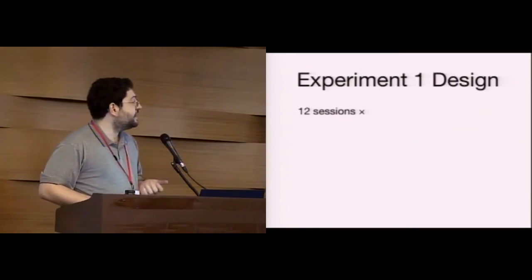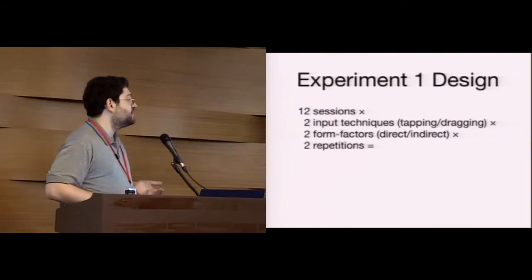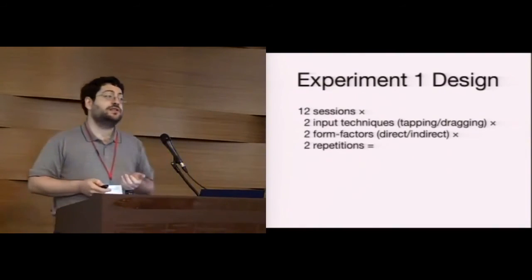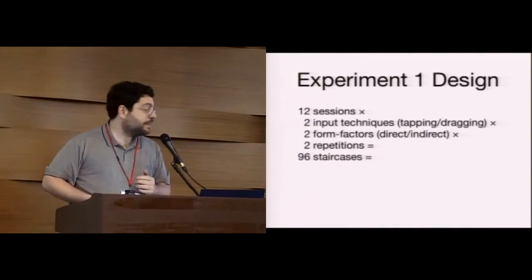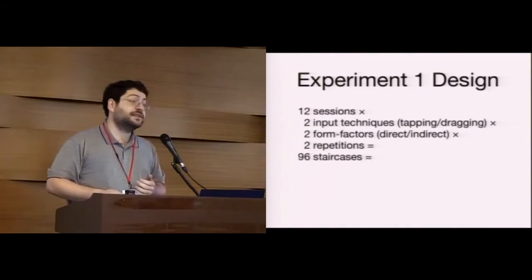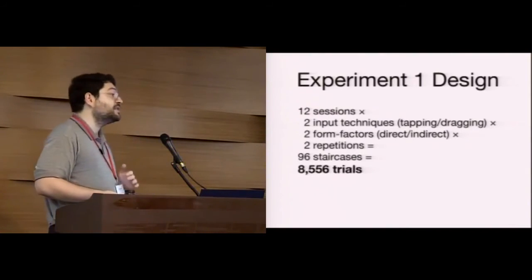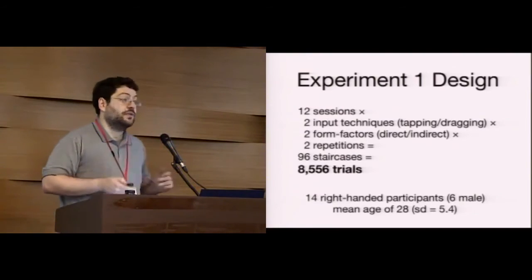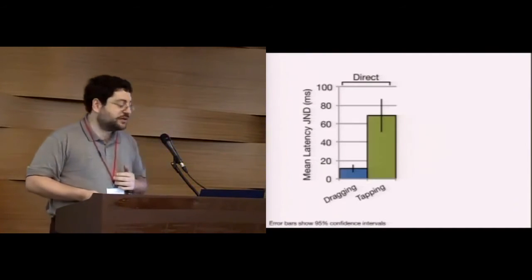The design of the experiment had 12 sessions for each of tapping and dragging, and for each of direct and indirect. We ran 2 repetitions, and that was to fit it into a 90 to 120 minute block of time. So this gave us a total of 96 staircases, or about 8,500 trials. And our participants were drawn from the broader university community. We're all right-handed with the mean age of 28. So let's take a quick look at the data.